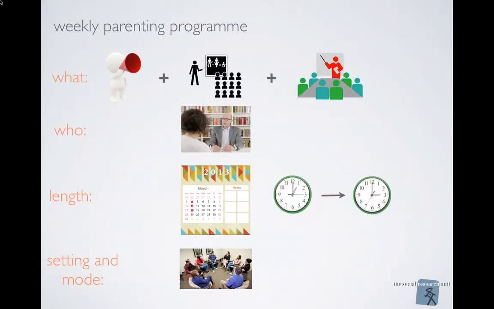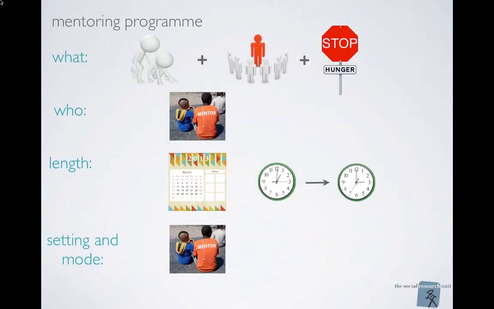Or take a mentoring programme. The young person is befriended by a trained volunteer who provides mentoring and advocacy. It lasts for up to a year depending on the young person's needs and requires that meetings take place at least every other week. These meetings can happen in any suitable community setting.